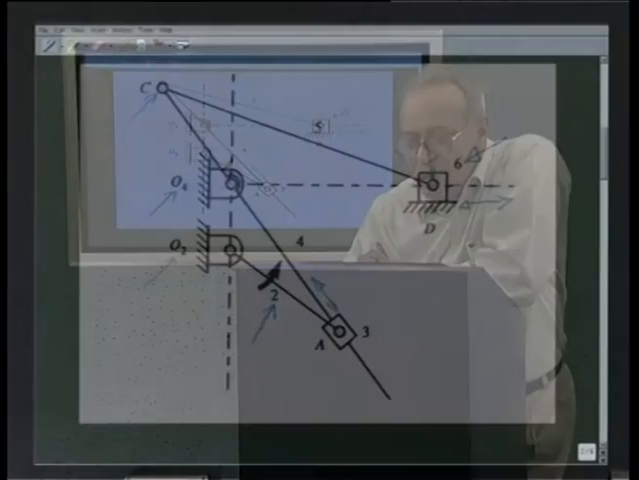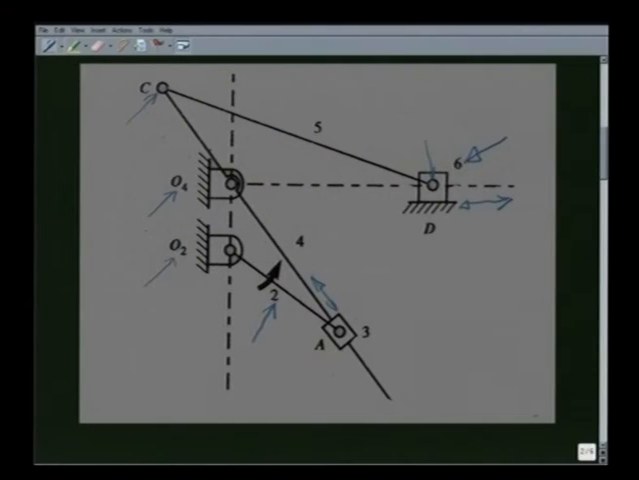If the link 2, that is the input link, rotates at constant angular speed, the first thing to note is that the stroke of the tool, that is this link 6, is entirely decided by the length O4C. When D goes to the rightmost position in this direction, C comes on this line. O4C and CD become collinear. Similarly, for the leftmost position of this link 6, again O4C and CD become collinear, but C comes on this side on the line O4D.